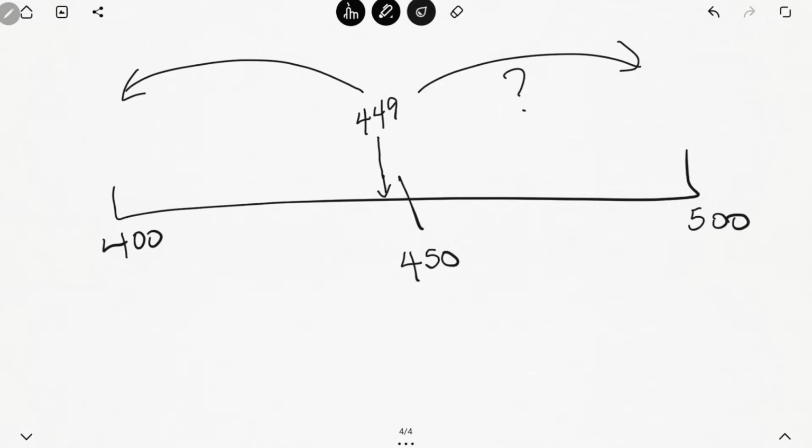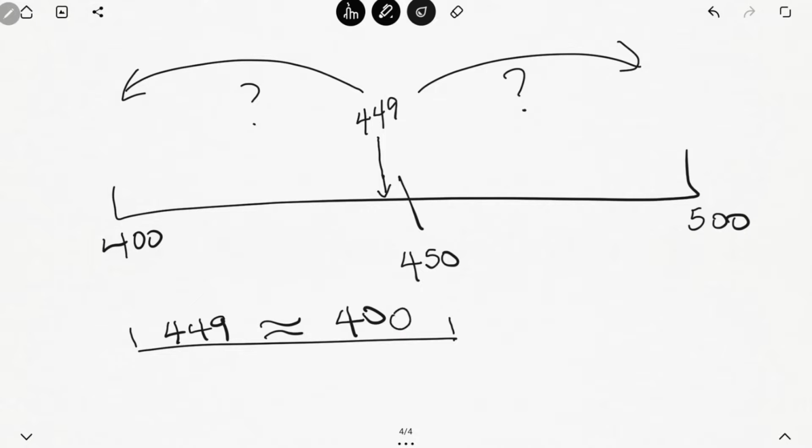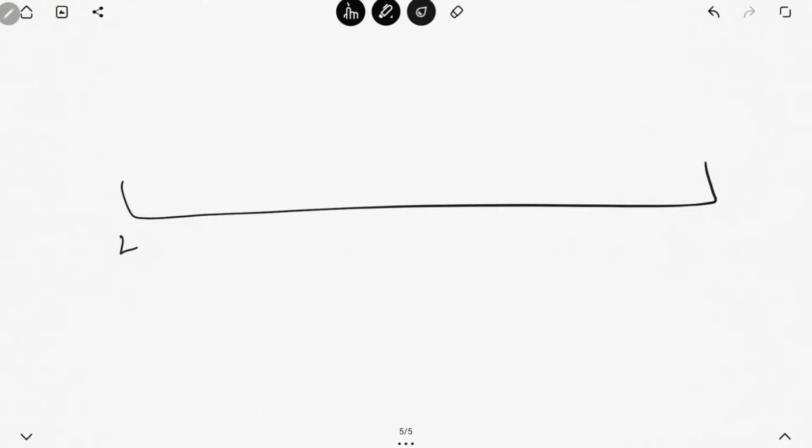What would you do? Based on everything that we discussed, 449 comes before 450, so you would actually round it down. So 449 to the nearest 100 is going to be 400. What if we had the same timeline again between 400 and 500? We said the halfway point is going to be 450. What if now I ask you what's 451 to the closest 100?